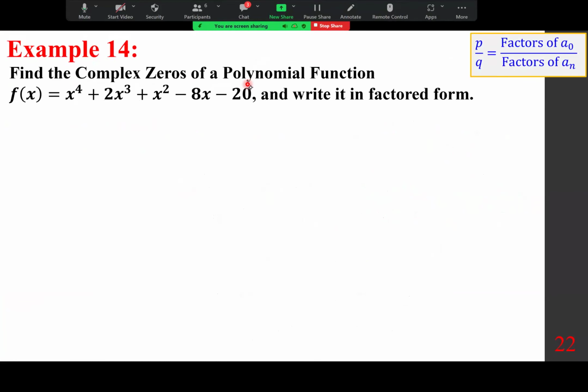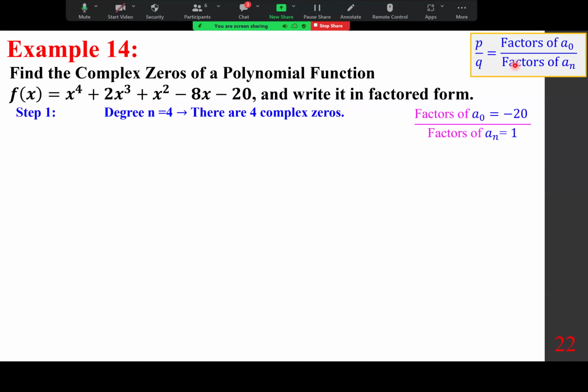Find the complex zeros of a polynomial function f of x equals x to the power 4 plus 2x cubed plus x squared minus 8x minus 20, and write it in factored form. Again, clearly the degree is 4, and therefore we must have 4 complex zeros. As far as the rational zero theorem is concerned, minus 20 over 1. And boy, we have a lot of factors. So this one has plus minus 1, plus minus 2, plus minus 4, plus minus 5, plus minus 10, plus minus 20, and this is just plus minus 1. Therefore, those are the possibilities, and they are a lot.